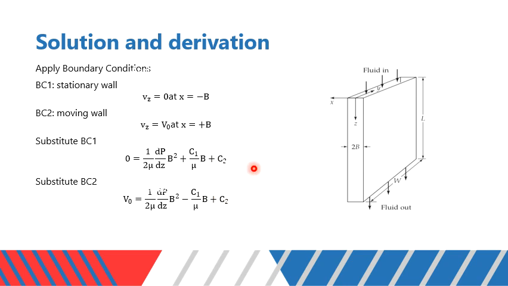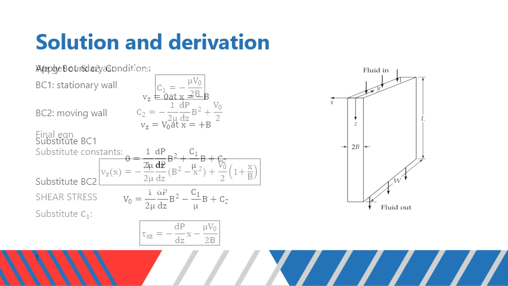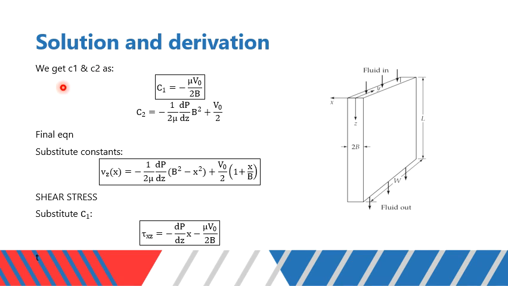Now we will subtract these equations to get C1 and C2. So now C1 is equals to minus mu V naught by 2B, and C2 is equals to half mu dP by dz into B square by V naught by 2. Now we will substitute this C1 and C2 in the previous Vz equation. From that we will get this equation, which is the final equation for velocity.